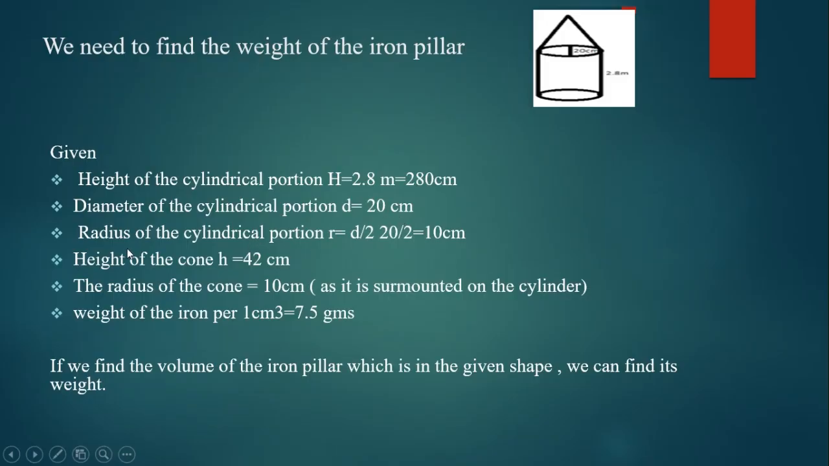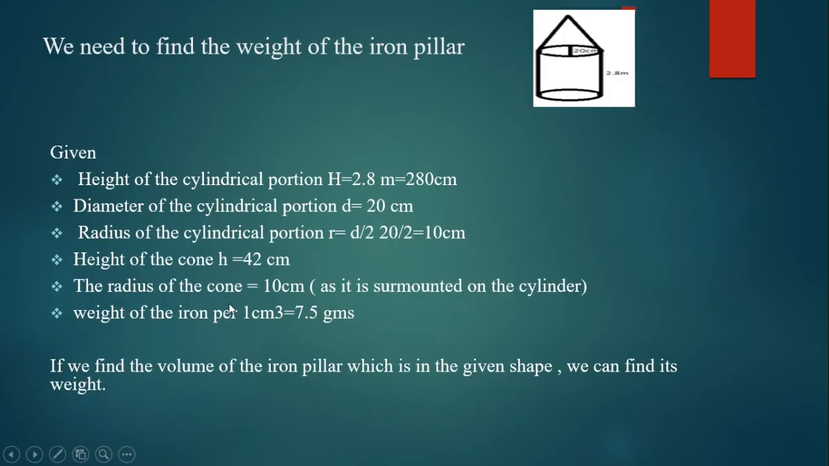Then the radius of the cylindrical portion, we need to find it, because only the diameter is given, not the radius. When the diameter is given, we can find the radius easily. So radius is equal to diameter by 2, that is 10 centimeters. Clear? So this is all about the cylindrical portion. Now we are moving to the cone. The height of the cone, small h, is equal to 42 centimeters.